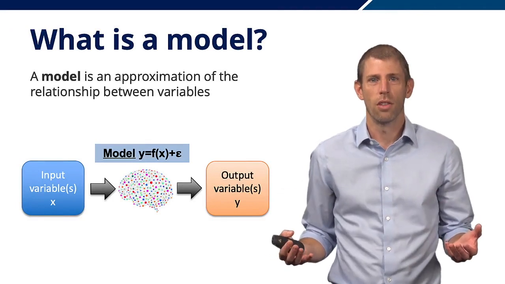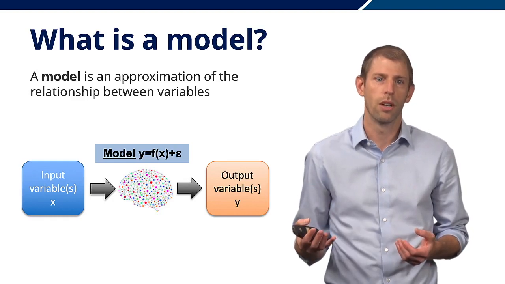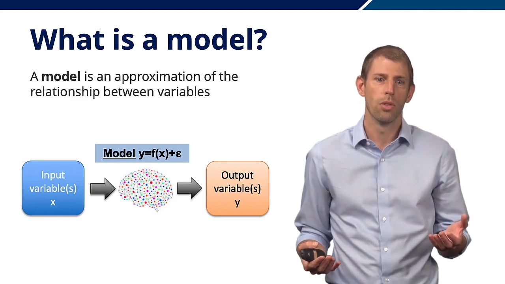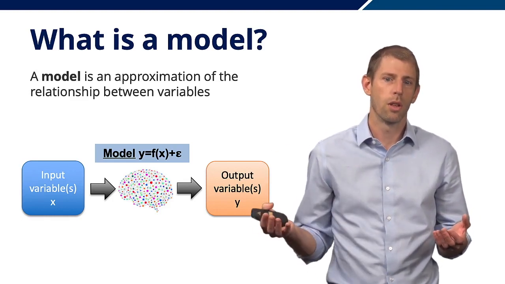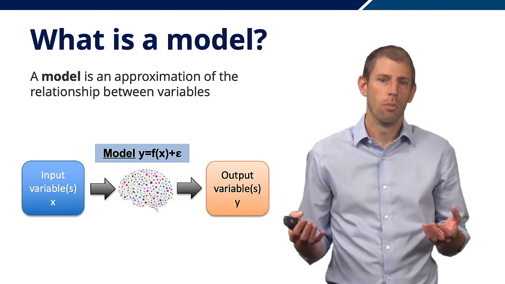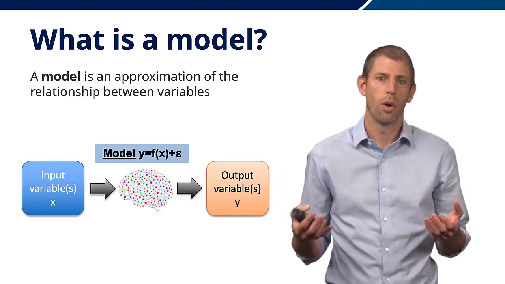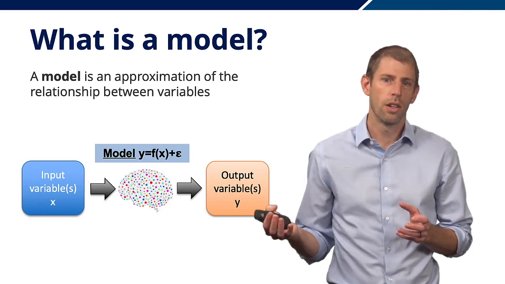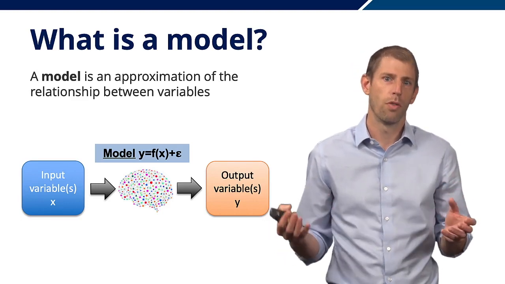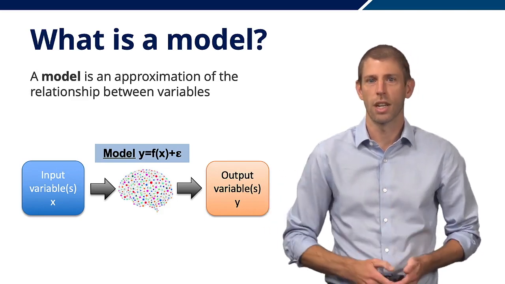So what exactly is a model? A model is simply an approximation of the relationship between two or more variables. Typically with a model, we have one or more input variables, which we call x, and one or more output variables of our model, which we generally call y. The model simply approximates the relationship between x and y in the form of y as a function of x, plus an error term in recognition that we generally can never create a perfect model which can fully predict the values of y without error, so we always add an additional error term to recognize that.